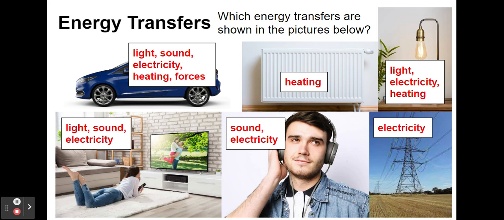So we've looked at stores, how we can store energy. We've looked at how we can transfer that energy from one store to another. And we've also looked at the fact that all the energy at the start must equal the energy at the end in all of the stores. So you can't create energy, you can't destroy energy.